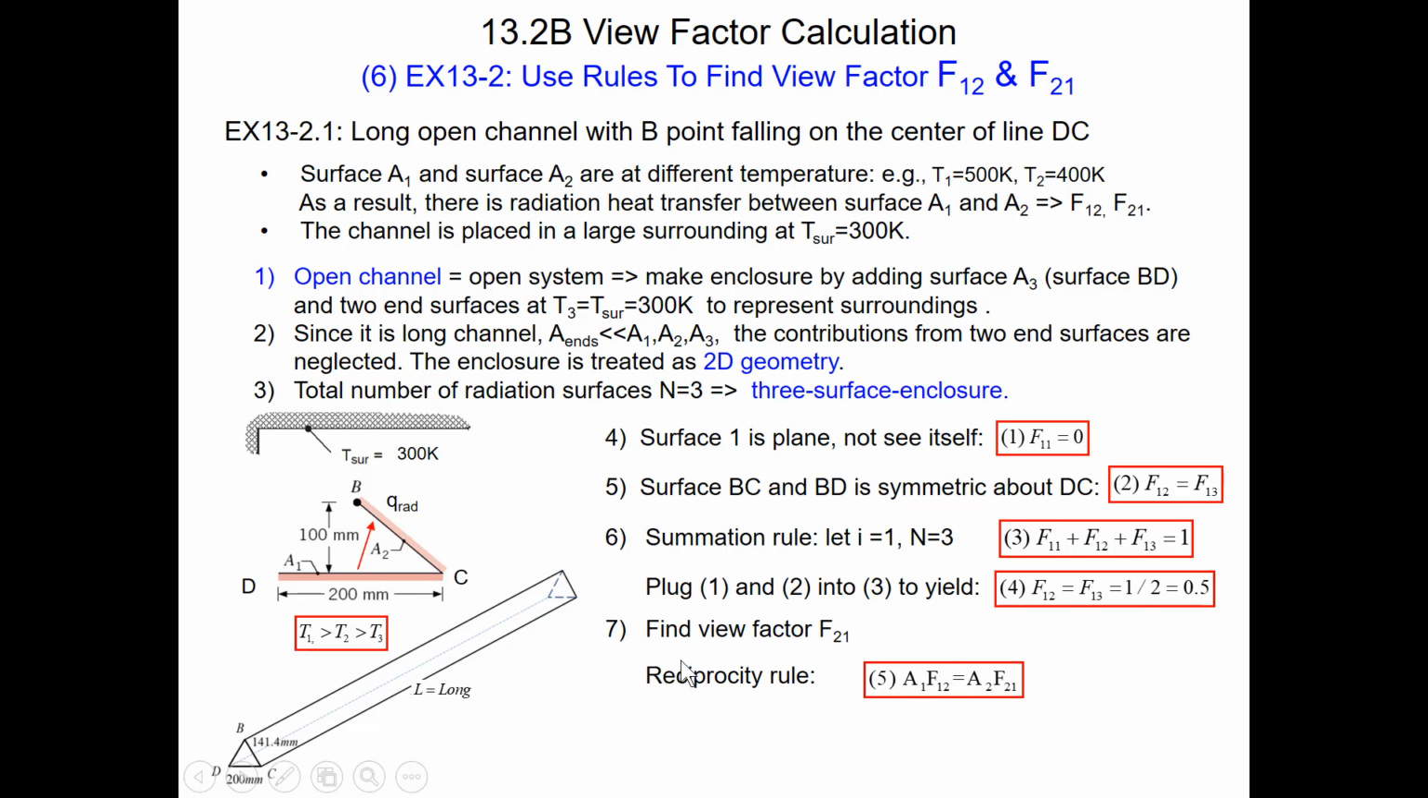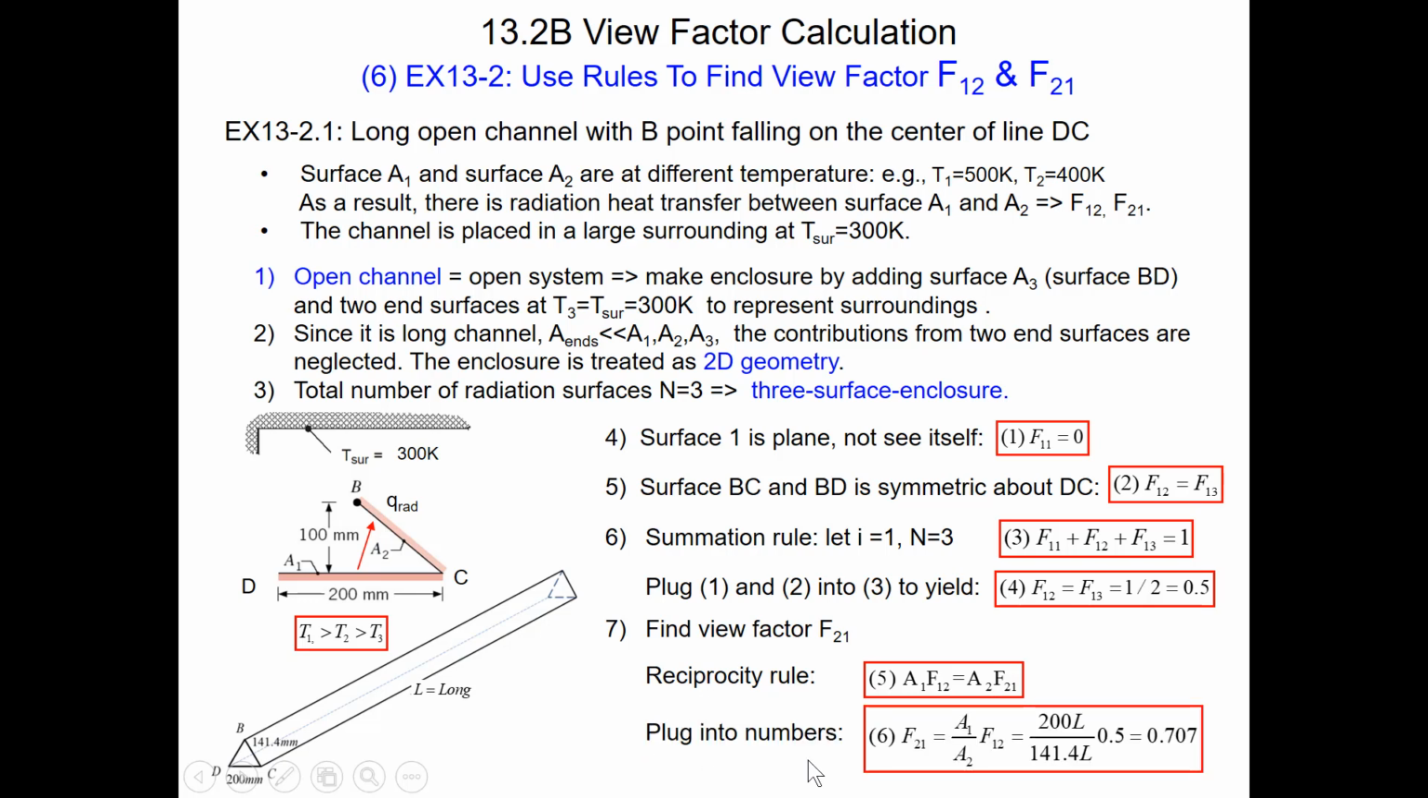Step 7. In order to find view factor F21, we will use the reciprocity rule because we know F12 and surface areas A1, A2, which are rectangular. Next, we'll plug in numbers. We arrange F12 to the left side of the equation, plug in A1, A2, and view factor F12 to get the view factor F21 value.